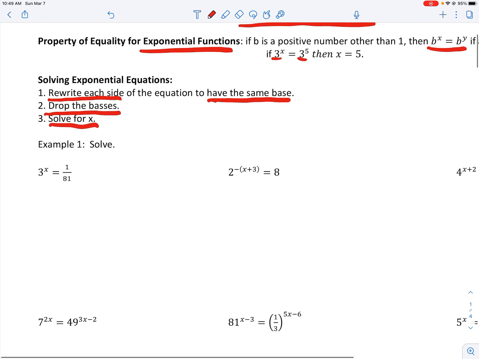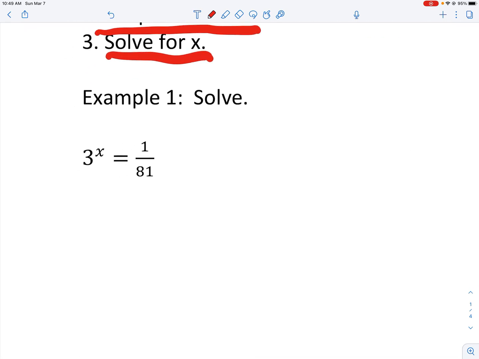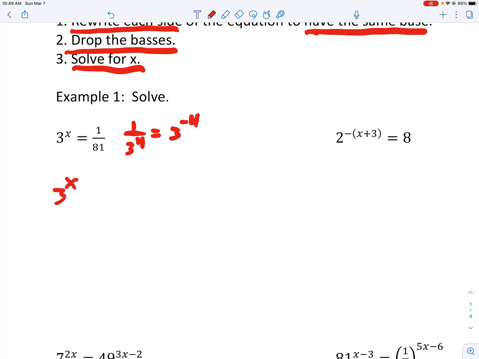So example 1 here. We have 3 to the x, and we have 1 over 81. We want to rewrite both sides so that they have the same base. Well, there's nothing to do to rewrite 3 really. But 1 over 81 is the same thing as 1 over 3 to the 4th, which is the same as 3 to the negative 4th. So now I have 3 to the x equals 3 to the negative 4th. So that was step 1. Rewrite both sides with a common base.